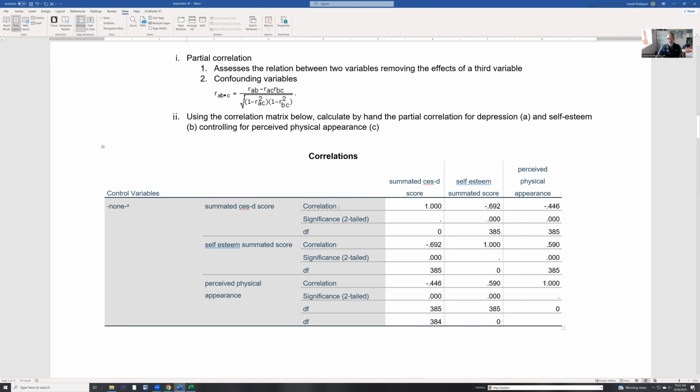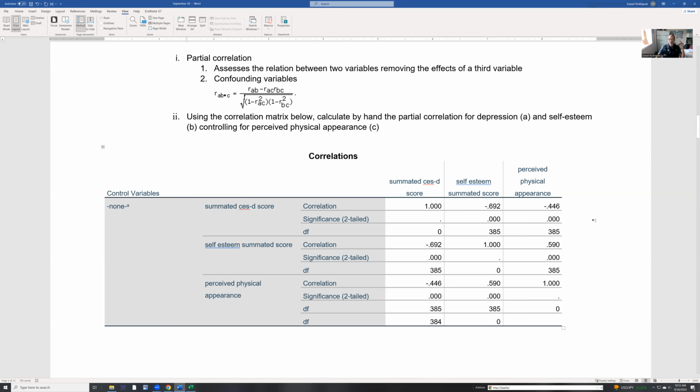Correlations are standardized values, so this represents the variance of each variable. However, you could also interpret it as a correlation with itself. For instance, the correlation between this variable called summated CESD score, and that's a measure of depression. When we do a lot of research on depression, we use the Center for Epidemiological Studies Depression Inventory, CESD, but there are other inventories as well. But in this case, the correlation between CESD and itself is 1.